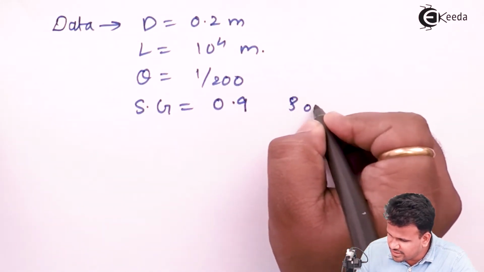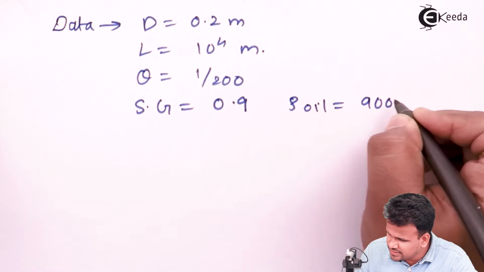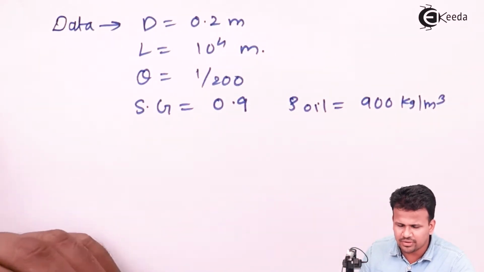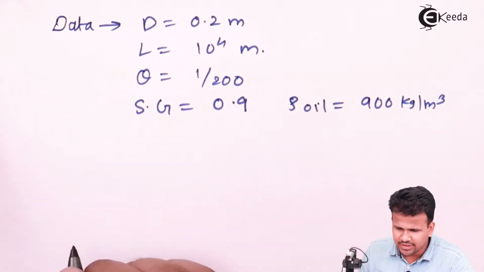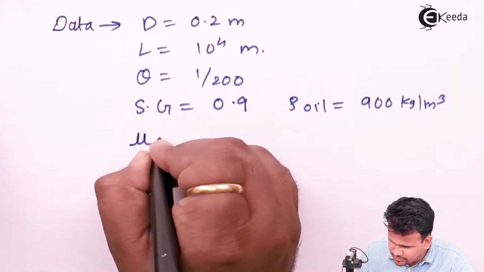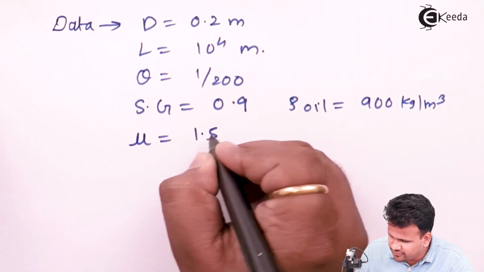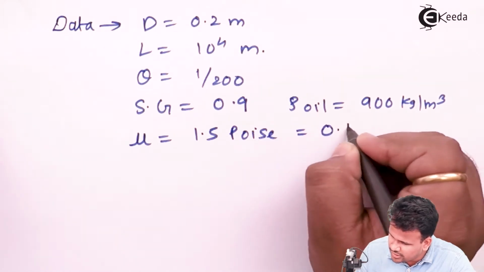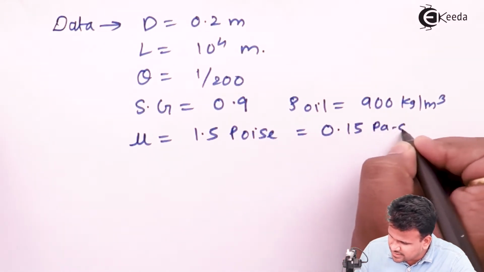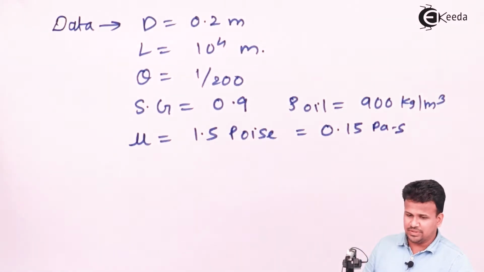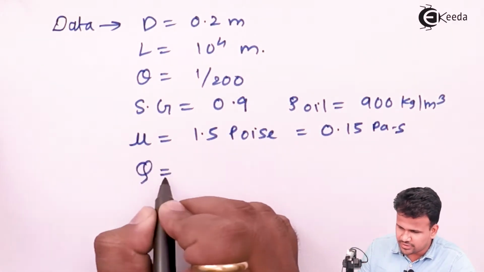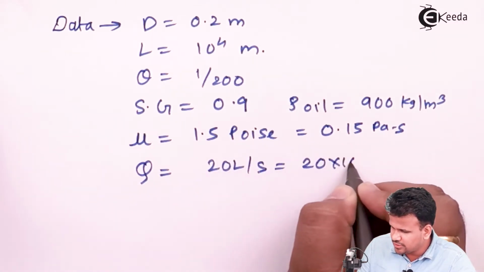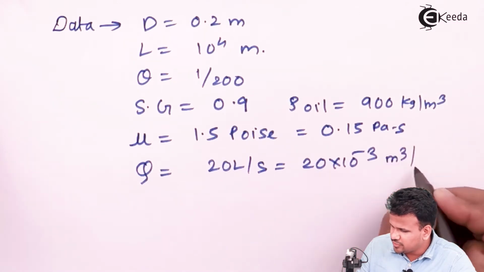Hence, density of that oil will be equal to 900 kg per meter cube. Next, viscosity, that is mu, is equal to 1.5 poise, so this will be equal to 0.15 Pascal second. So we have converted everything in SI unit. And lastly, flow rate is given to you, that is 20 liters per second, so 20 into 10 to power minus 3 meter cube per second.